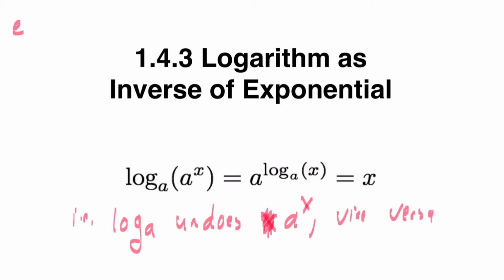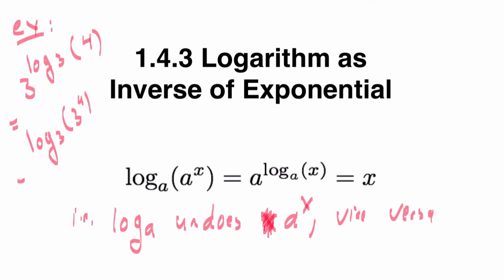So just as a short example, if I have, let's say, 3 to the log base 3 of, I don't know, let's say 4, this is the same as log base 3 of 3 to the 4, and it's just 4. So whenever you see an exponential together with a logarithm and they have the same number associated with them, they're typically going to undo each other. So you want to look for that pattern when solving these problems.